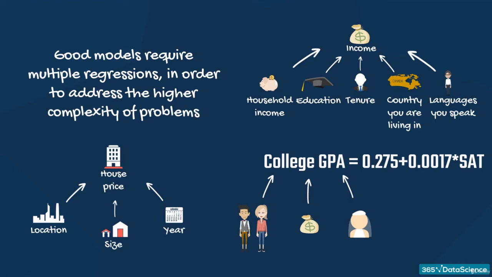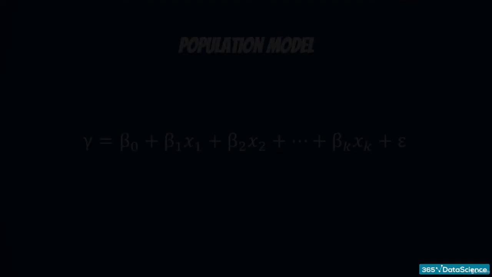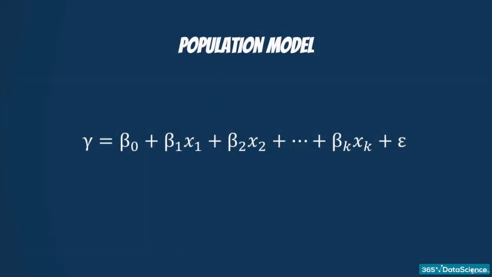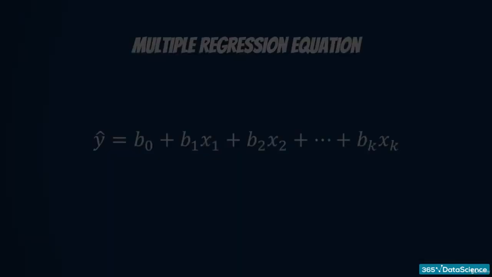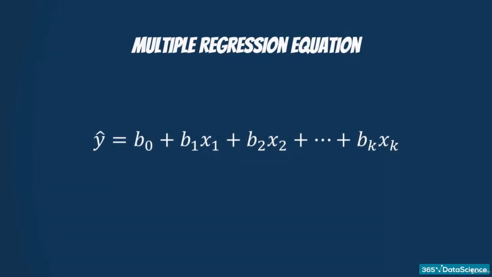Alright, so this is the population multiple regression model. It is similar to a simple regression. The main difference is there are a bunch of independent variables, not just one. What we are interested in is the multiple regression equation. We want to plug in numbers and predict outcomes, right?